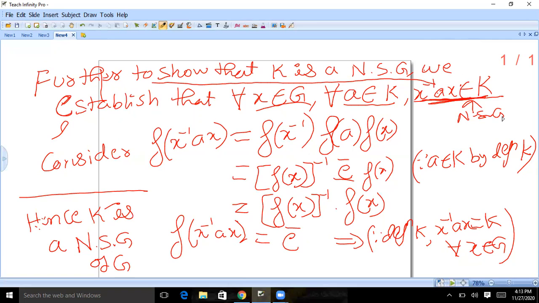Therefore f of x inverse a x is equal to f of x inverse times f of a times f of x. So f of x whole inverse, this is f of a, whose value is e bar. Next, f of x as it is, so f of x whole inverse into e bar into f of x is the value of this, e bar. Okay, this whole value I have said in previous terms.